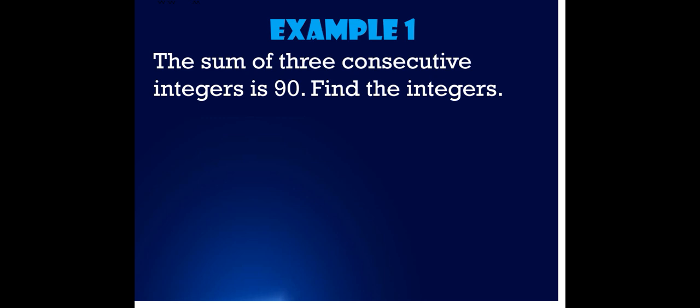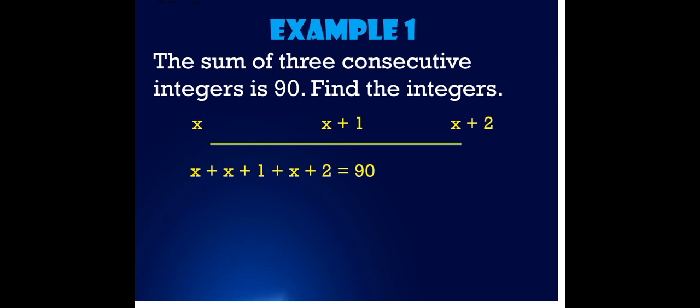The sum of 3 consecutive integers is 90. Find the integers. So, the sum or total of the three consecutive integers is 90. What could those three integers be? So, let's represent them with x. Since they are consecutive, our second number is x plus 1, and our third number is x plus 2. Their total should be 90, meaning we set them equal to 90. So, it becomes x plus 1 plus x plus 2 is equal to 90.